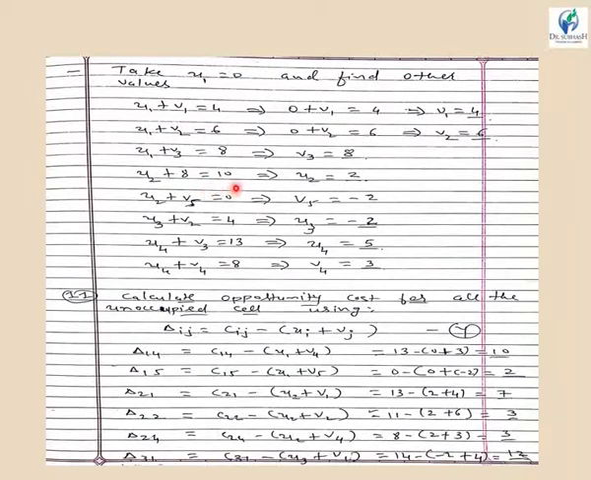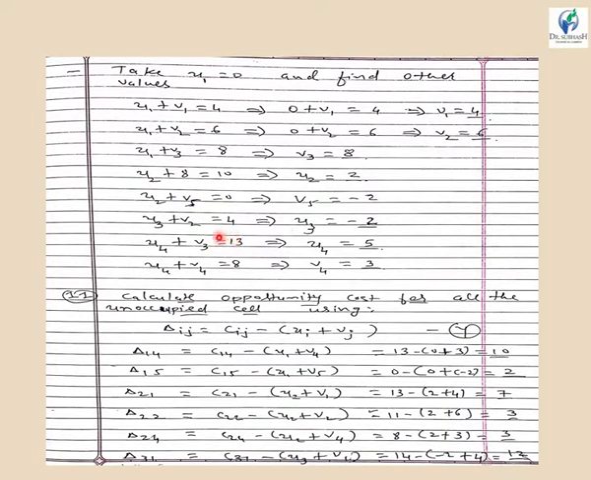Now U2 plus V3 is equal to 10. V3's value is 8, so I have put it over here. When it goes to the right hand side, it becomes 10 minus 8, so U2 is equal to 2. Similarly, U2 plus V5 is equal to 0. U2's value you have obtained over here, that is 2. When it goes to the right side, it becomes minus. So V5 is equal to 0 minus 2, so it is minus 2.